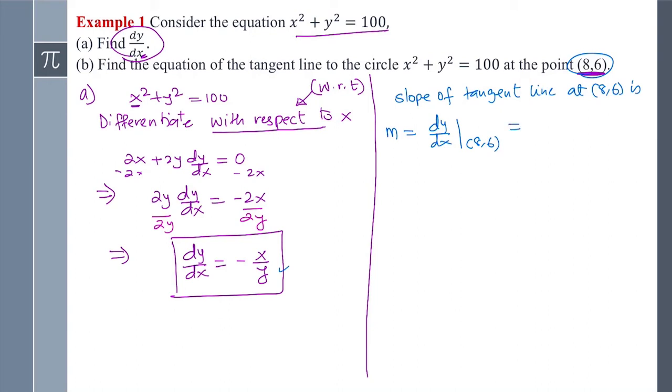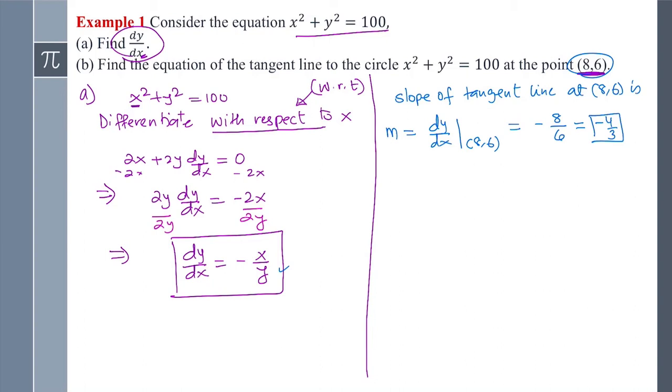The derivative is negative x over y, so that is negative x means 8, over y means 6. And that is negative 4/3. So that is the slope of the tangent line at 8 comma 6. Now we have a point, we have a slope.